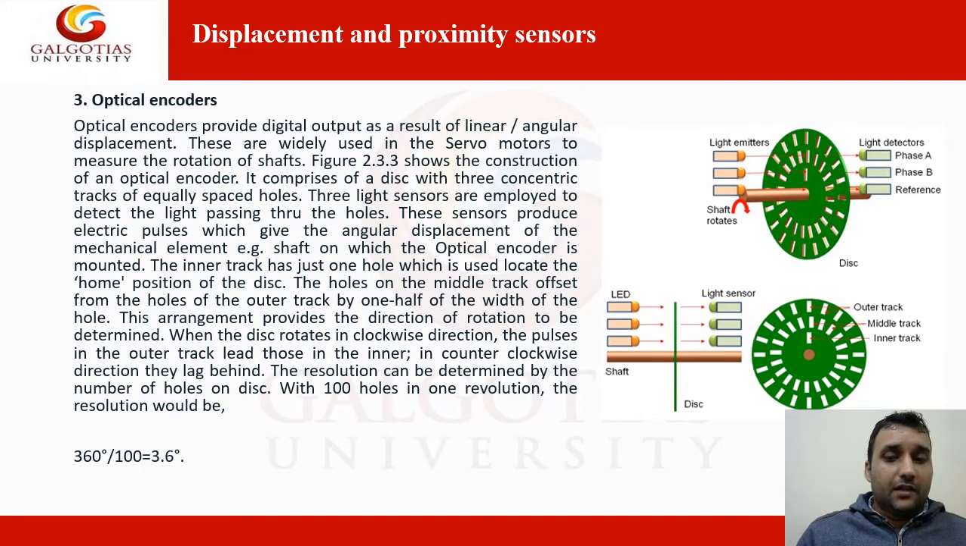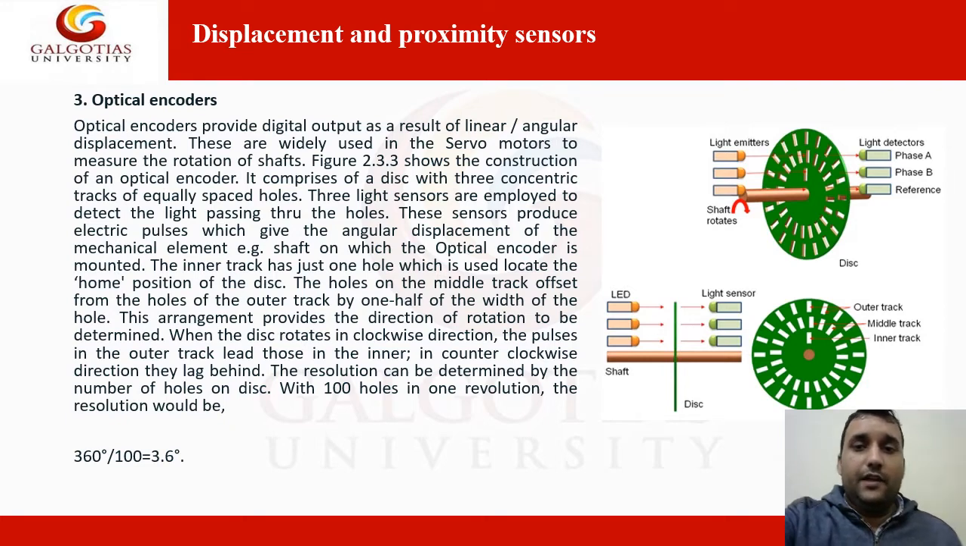Next are the optical encoders. Encoders provide a digital output as a result of linear or angular displacement. These are widely used in servo motors to measure the rotation of a shaft. This is a diagram for this. This is a disc with some parts cut out. This is the light emitting source, and this is the light detecting source, that is phase 1, phase 2, phase B, and reference.